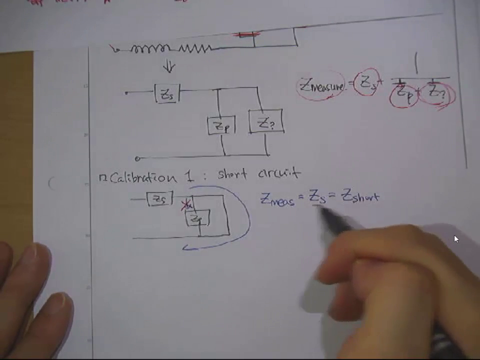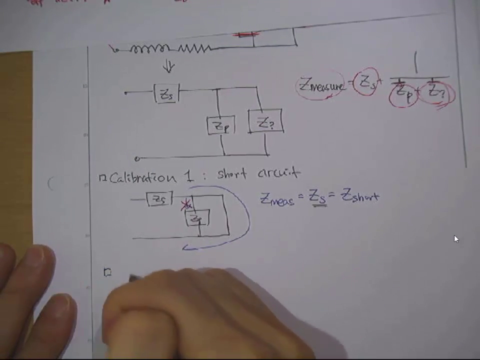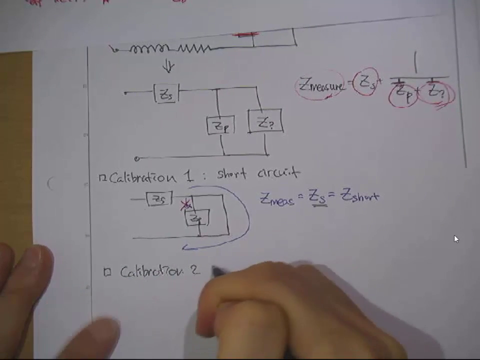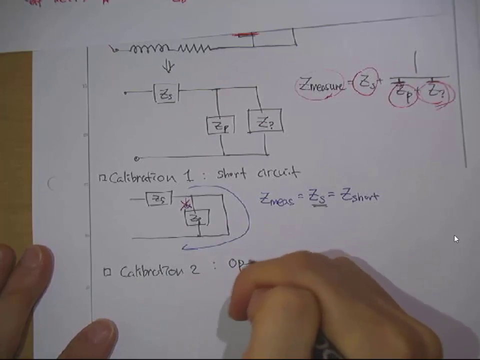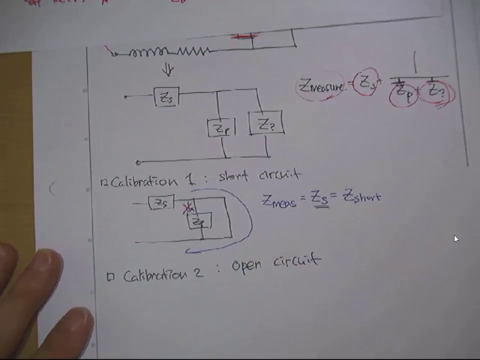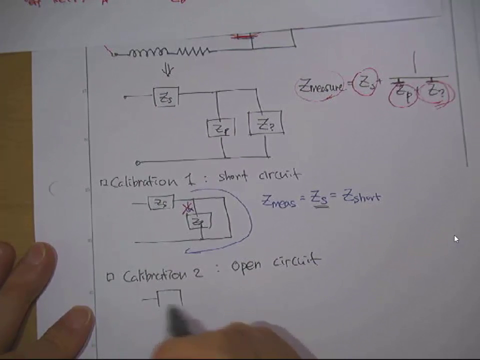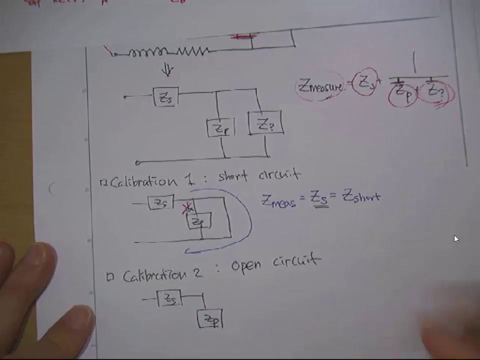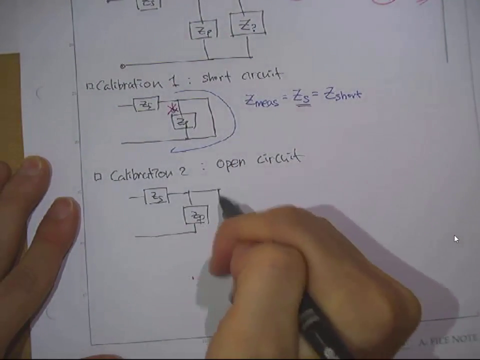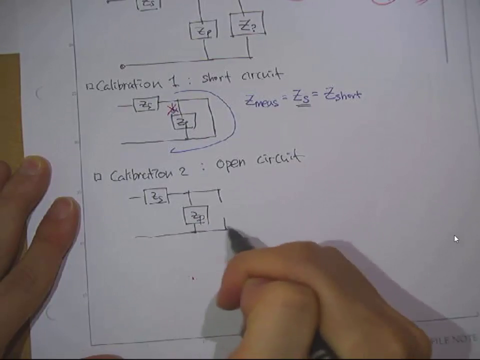So now we extracted this value, and the second measurement for calibration is the open circuit measurement. In that case, the system will be like Gs, Cp, and you have an open circuit like this.